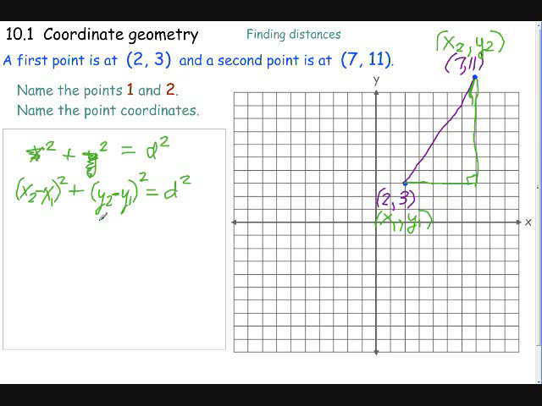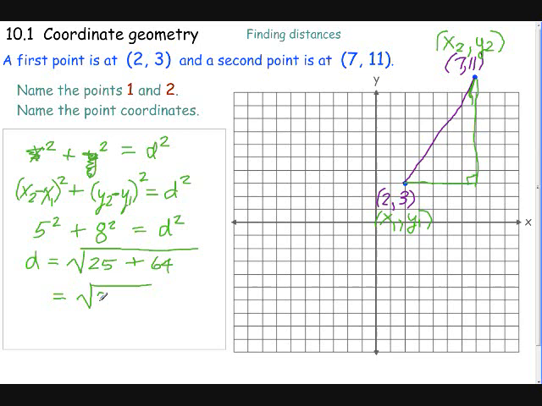All right, I know what this is. The distance from 2 to 7 is 5. 5 squared. The distance from 3 to 11, 8 squared. So let's see, my distance is equal to, we know we're only going to be interested in the positive, the square root of 25 plus 64. That's going to be the square root of, we add those two together, what do we get? 89.